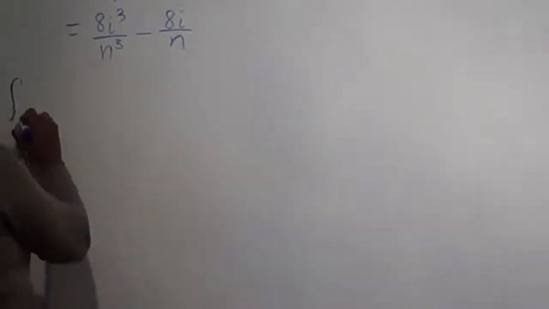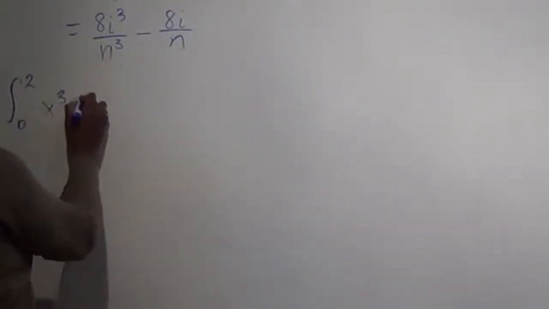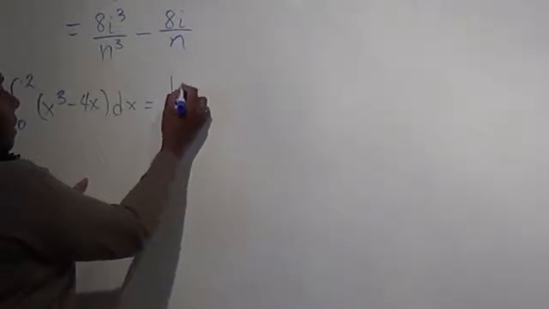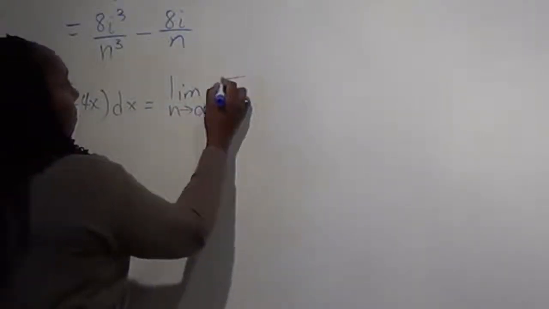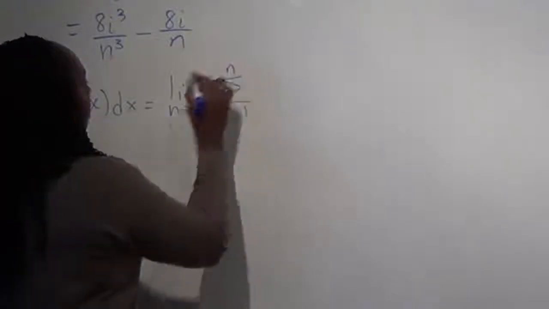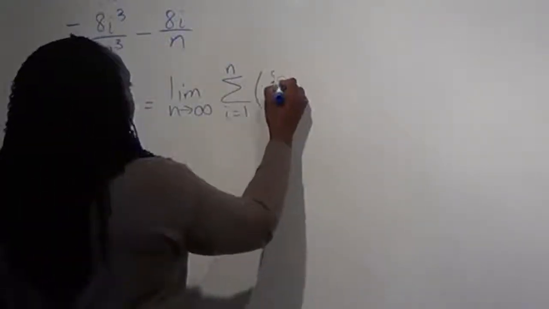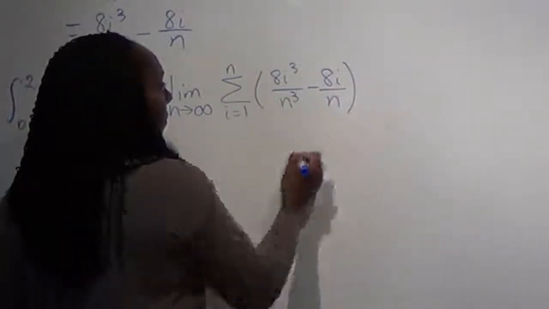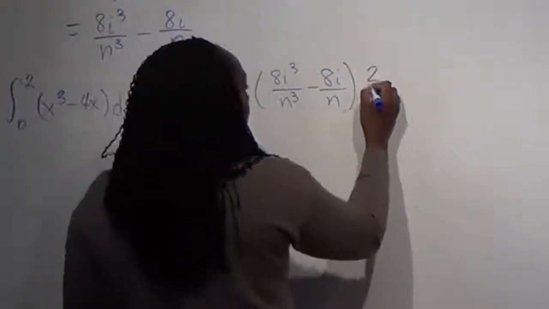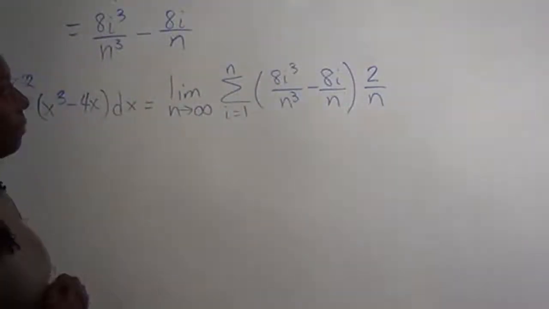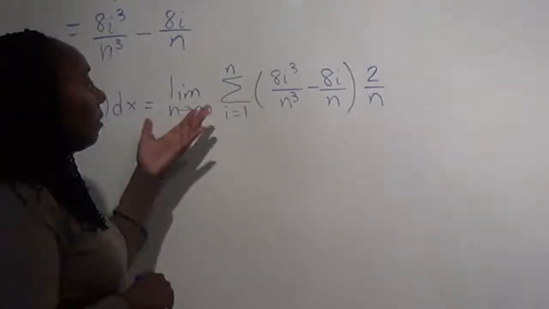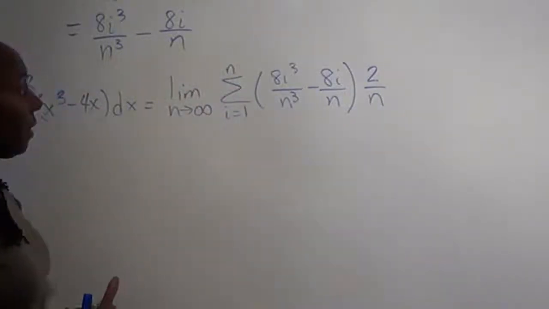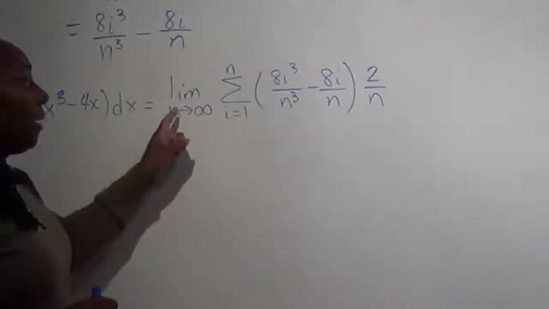So here, my integral from 0 to 2 of x cubed minus 4x dx is going to look like the limit as n goes to infinity, the sum, i equals 1 to n, of my function times my delta x. Now, a lot of this problem is algebraic, so I'm going to need to simplify this algebraically, take my summation, and then take my limit.